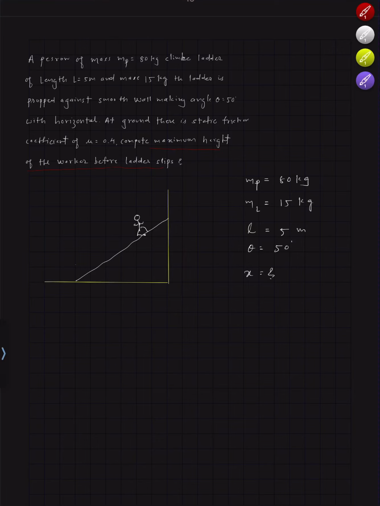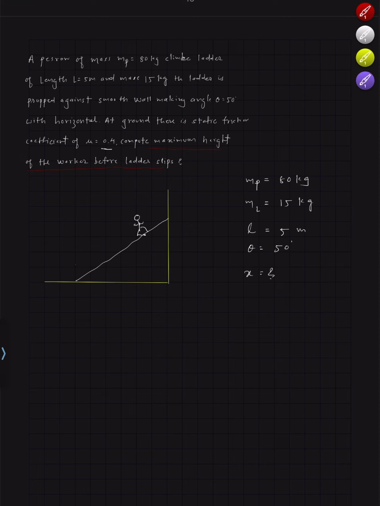Okay, hello friends. So the problem is: a person of mass m_p = 80 kg climbs a ladder of length L = 5 meter and mass 15 kg. The ladder is propped against a smooth wall, making an angle theta = 50 degrees with the horizontal. At the ground, there is a static friction coefficient of mu = 0.4. Compute the maximum height of the worker before the ladder slips.